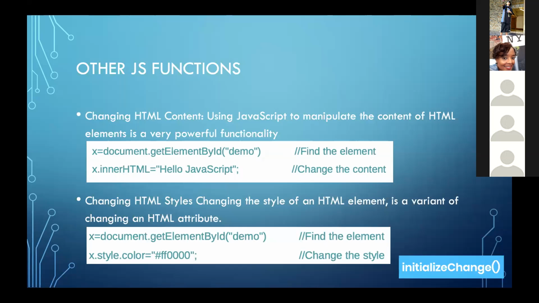Same with changing HTML content, you can also change the HTML styles by changing the style of an HTML element. It's a variant of changing an HTML attribute. In this case, same thing: x equals document.getElementById demo. You get that element demo, and then you would say x.style.color. So you're basically saying, I want to get the specific style that x is specified on, and then get the color attribute of that specific element. And you would put a hashtag and whatever color you like, and that would change the color of that specific element.